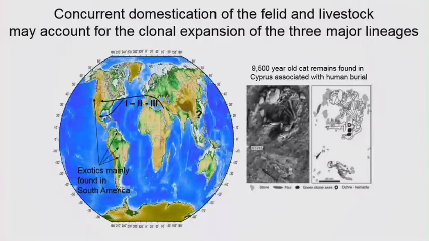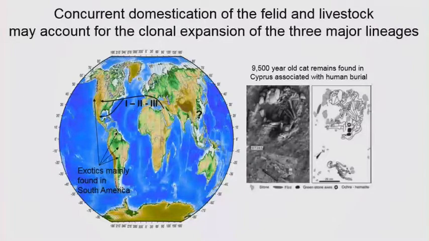One note is that cat remains have been found with humans associated with human burial at least 10,000 years ago. So it may be that this spread of clonal types was due to domestication events of cats, and that these types were conducive to going through domesticated cats. Although we just don't really know what led to this population structure.